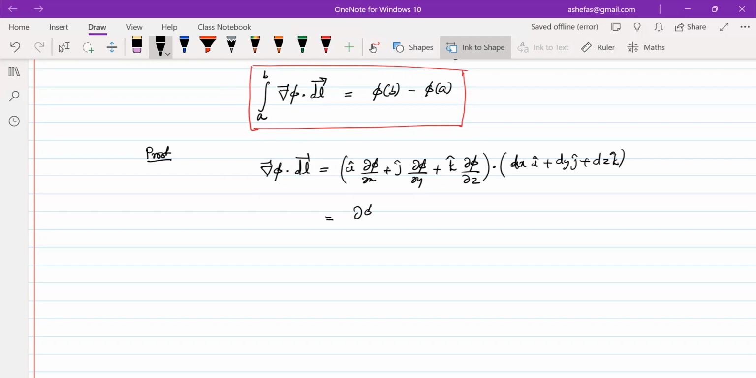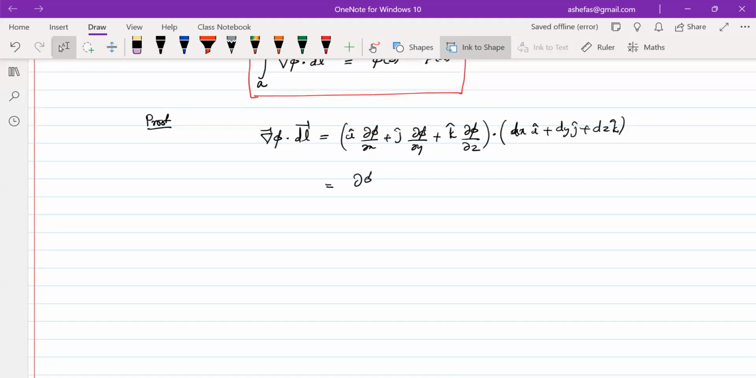So it will be dou phi by dou x times dx plus dou phi by dou y times dy plus dou phi by dou z times dz. According to differential calculus, this quantity is nothing but the differential of the scalar field phi. So dou phi by dou x times dx plus dou phi by dou y times dy plus dou phi by dou z times dz is nothing but d phi. So that means del phi dot dl is nothing but d phi, the differential of phi.